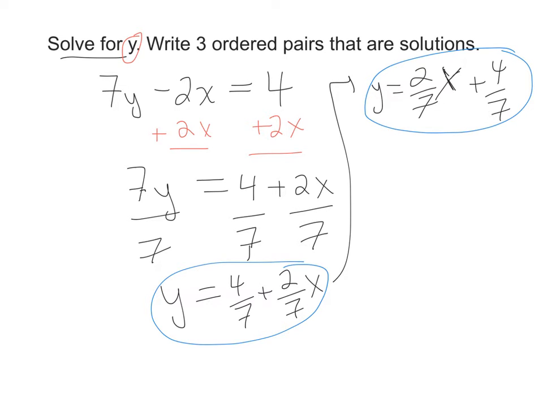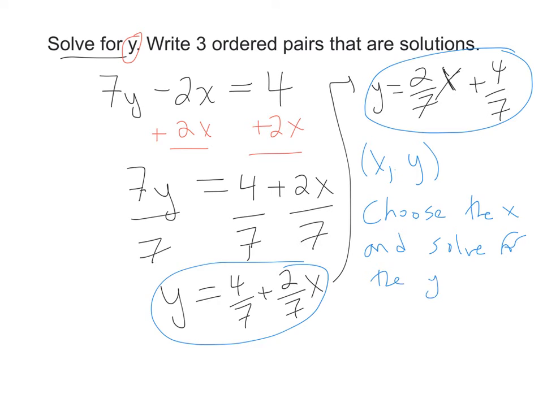Now, how do we find 3 ordered pairs that are solutions? Well, quite simply, remember an ordered pair, x comma y, is a solution if those values make the equation true. So how do we find these? Well, the easiest way is you get to choose the x and solve for the y. In other words, you get to pick some x values, and you can pick whatever you'd like.